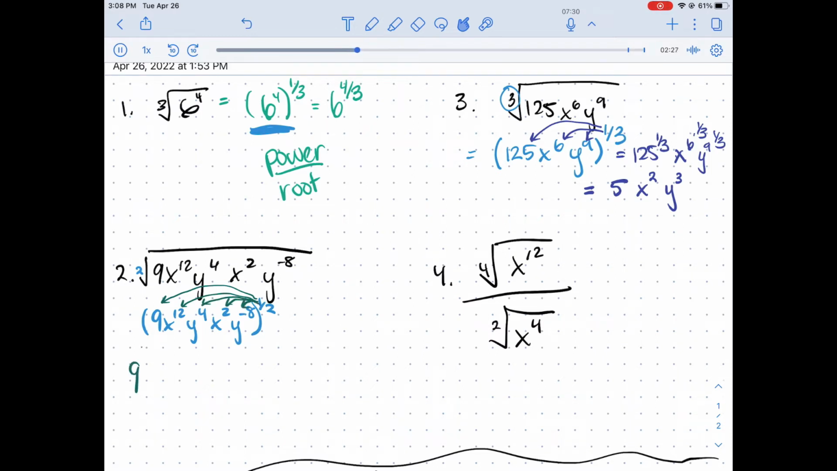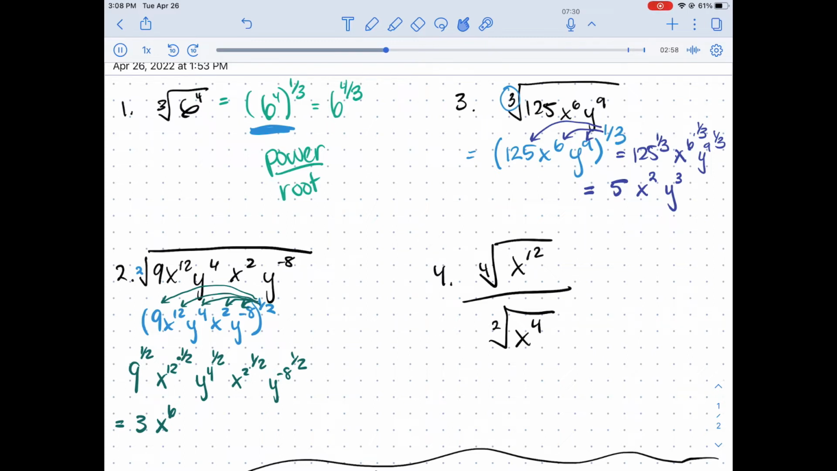So we have 9 to the 1/2 power, x to the 12th to the 1/2 power, y to the 4th to the 1/2, x squared to the 1/2, y to the -8 to the 1/2, and now we simplify. So 9 to the 1/2 is the square root of 9, that's just 3. X to the 12th to the 1/2, we divide 12 by 2, we get 6, so x to the 6th, because we multiply those powers.